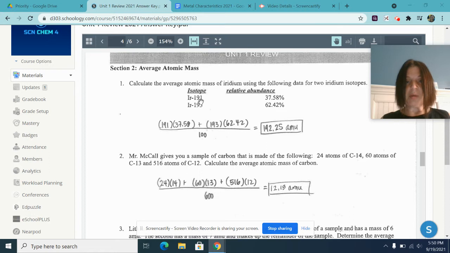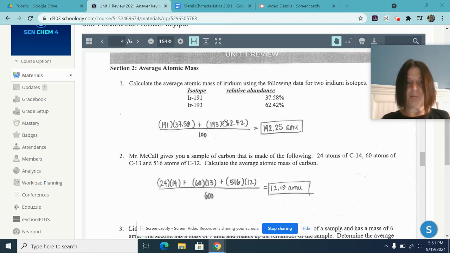You're basically going to read across it, and you're going to say, I have an isotope that has a mass of 191 that takes up 37.58% of the sample. And that's what these two numbers indicate. Iridium has a mass of 191. It takes up 37.58% of the sample. And then to it, I am going to add the rest of the sample, which is iridium with a mass of 193, which makes up 62.42% of the sample. And that is what is written right here.